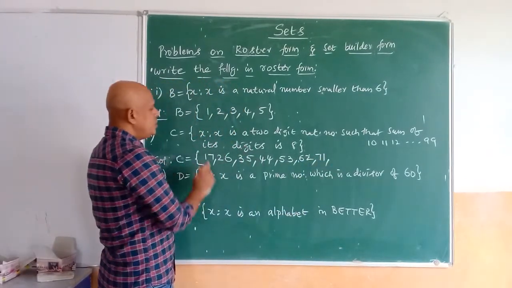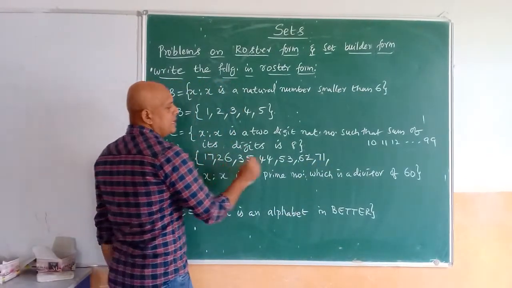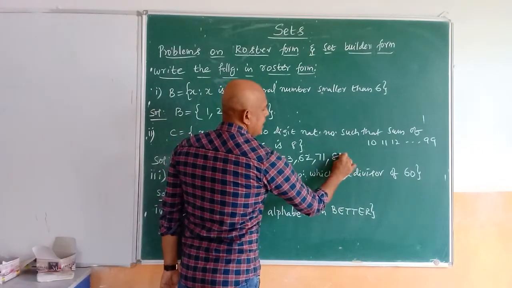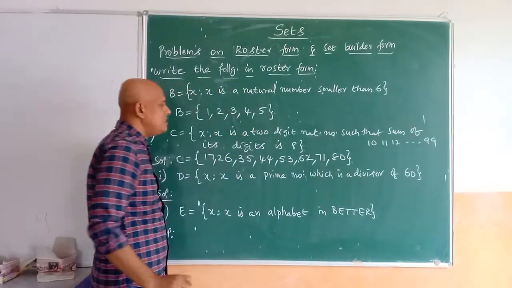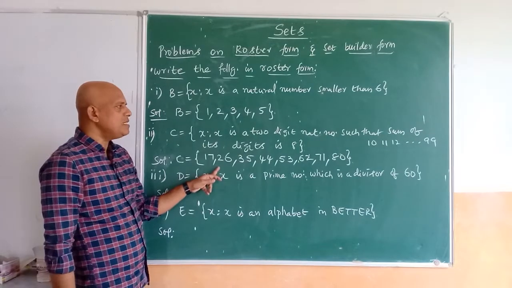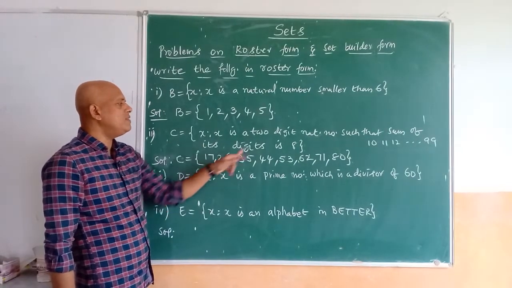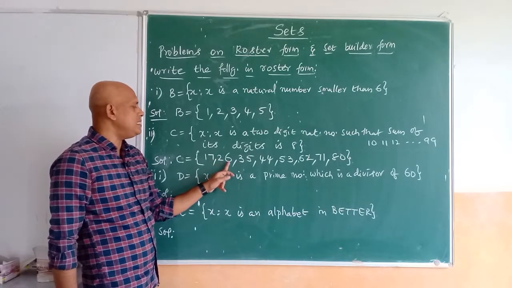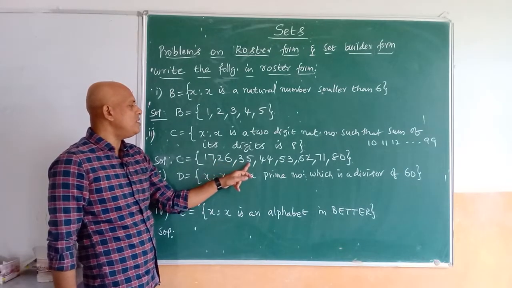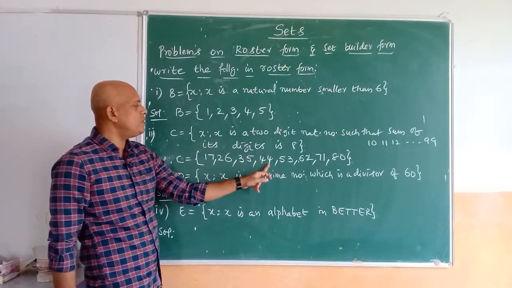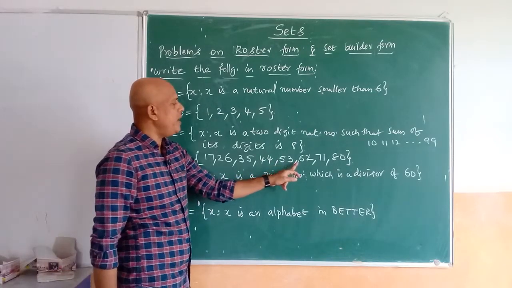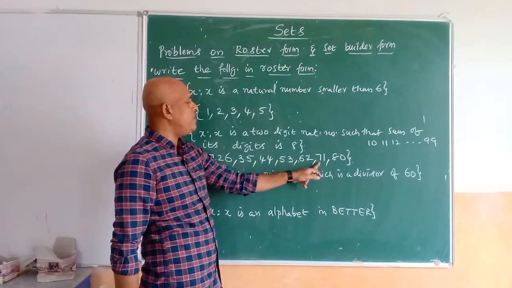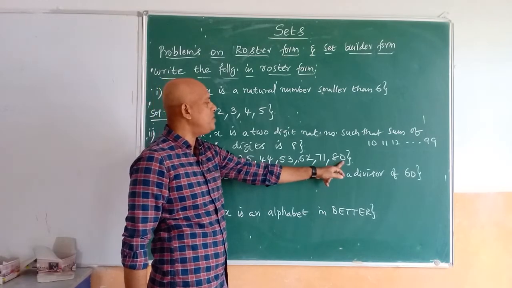And more, 08 is not a 2-digit number, but here we can write it as 80. 80 is a 2-digit number. These are the 2-digit numbers whose sum of digits is equal to 8. That is 1 plus 7 is equal to 8, 2 plus 6 is equal to 8, 3 plus 5 is equal to 8, 4 plus 4 is equal to 8, 5 plus 3 is equal to 8, 6 plus 2 is equal to 8, 7 plus 1 is equal to 8, 8 plus 0 is equal to 8.